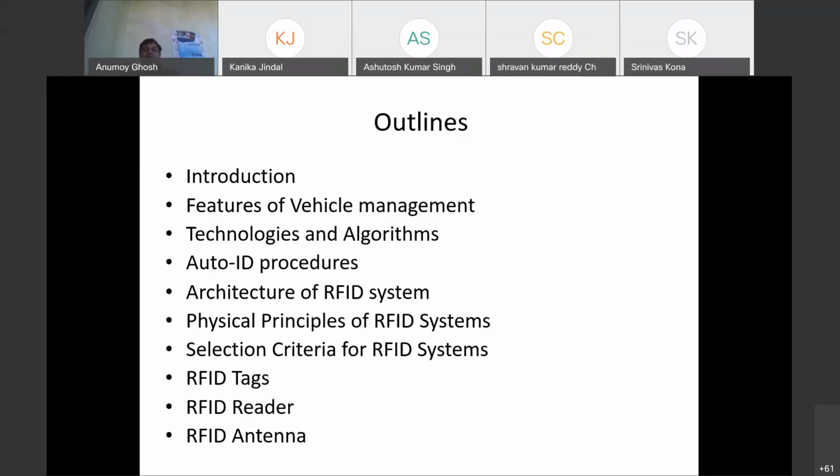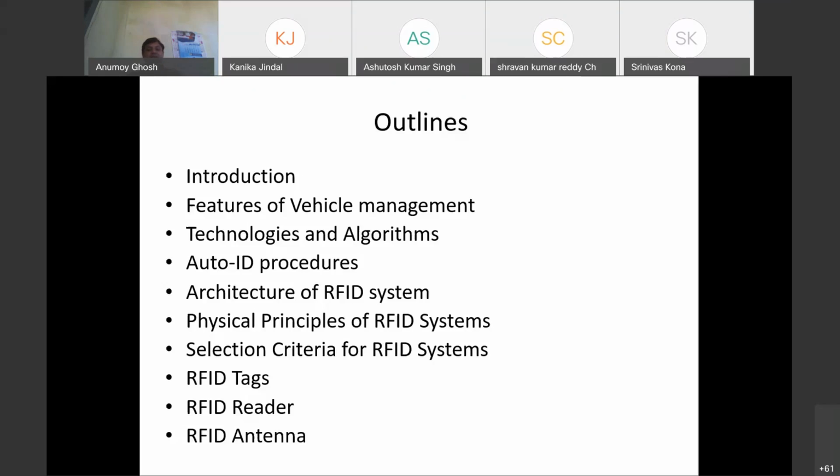That means the manual labor of checking each of the questions is minimized. But then why RFID? When all these technologies are already existing, auto ID procedures are existing, then why are we going for RFID? What are the particular advantages of RFID, radio frequency identification, over these auto ID procedures? That thing we will study.